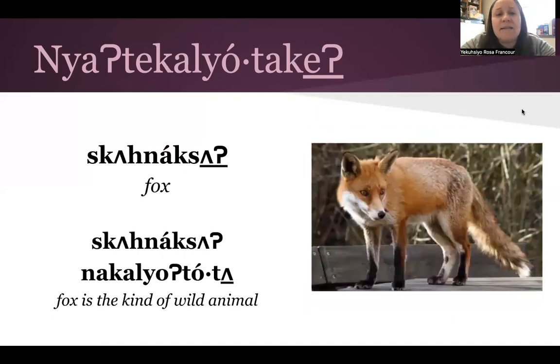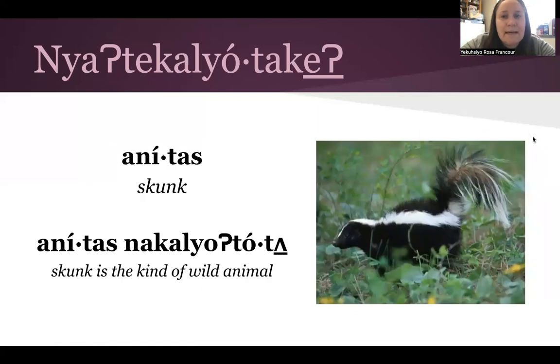Next one, skatnux. Full word is skatnuxa. So try the full word, skatnuxa. Skatnux, that's a fox. Skatnuxa ngaliot dod. Fox is the kind of wild animal. And this one is so cute. Anidas. Anidas, no whispered ending in here. It's just the word anidas for skunk. Anidas ngaliot dod.